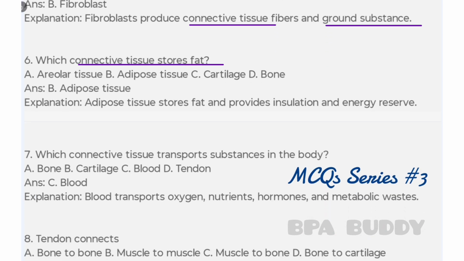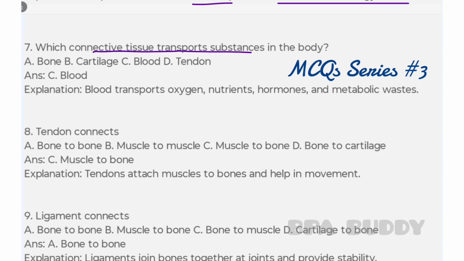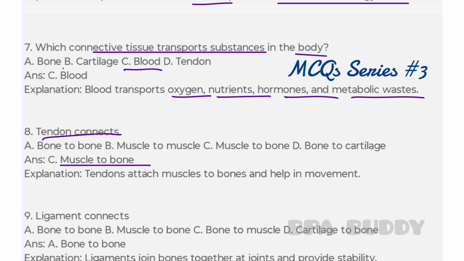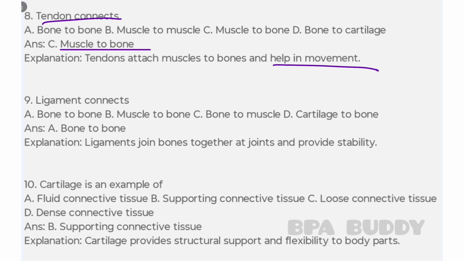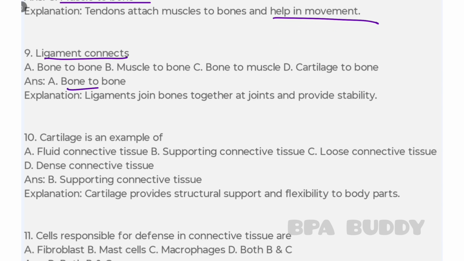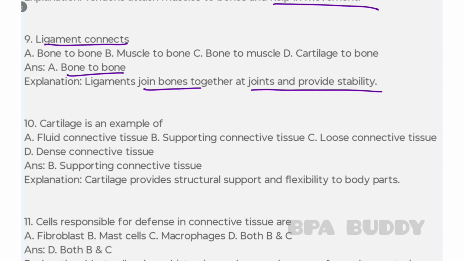Connective tissue stores fat. Which connective tissue stores fat? Adipose tissue. Adipose tissue stores fat and provides insulation and energy reserve. Connective tissue transports substances in the body. Which connective tissue? Blood. Blood transports oxygen, nutrients, hormones and metabolic waste. Tendons connect muscle to bone and that helps in movement. Ligaments connect bone to bone. They join bones together at the joints and provide stability.